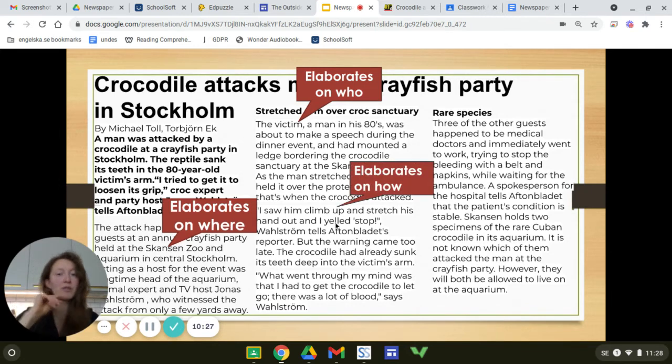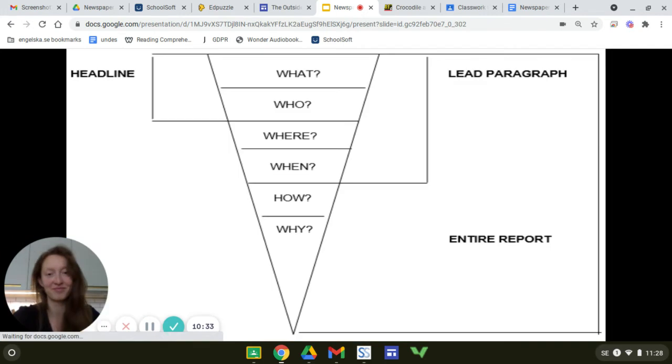How? The guy was giving a speech, climbed up, and just stretched his hand over the aquarium. And that's when the croc was like, yum.